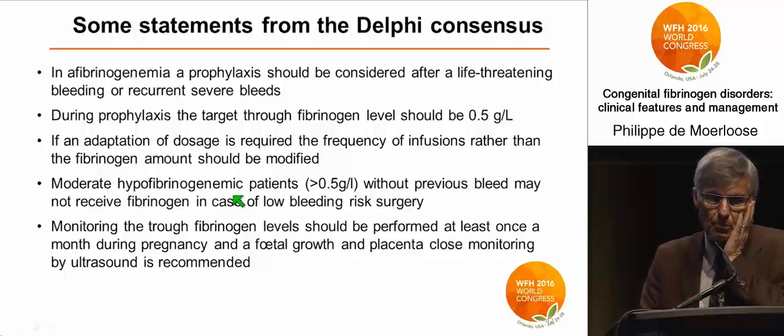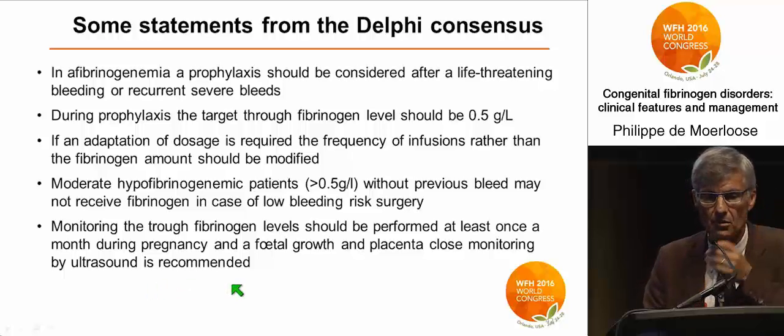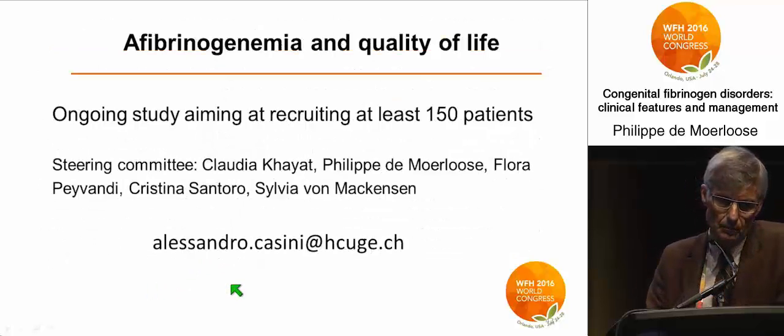Moderate hypofibrinogen patients without previous bleed may not receive fibrinogen in the case of low bleeding risk surgery. And finally, monitoring the trough level should be performed at least once a month during pregnancy, and a fetal growth and placenta close monitoring by ultrasound is recommended. There are many other statements in this paper.